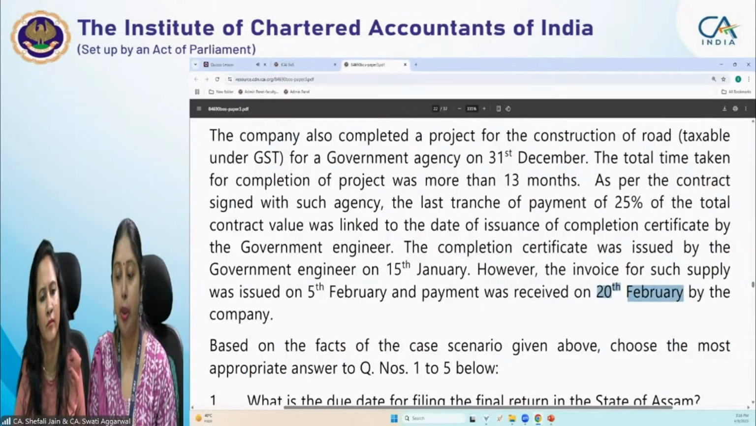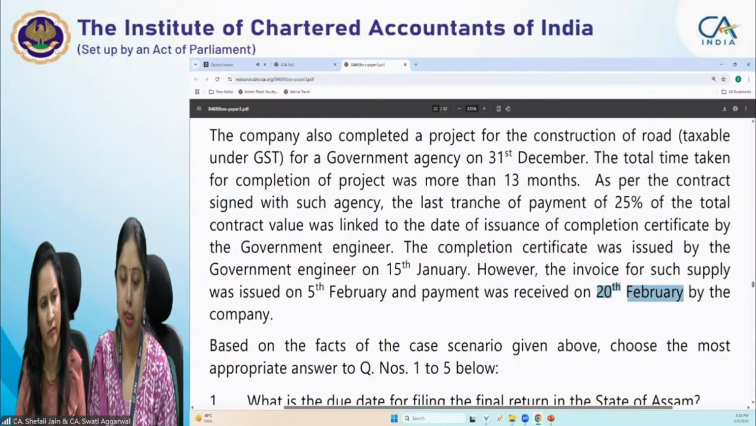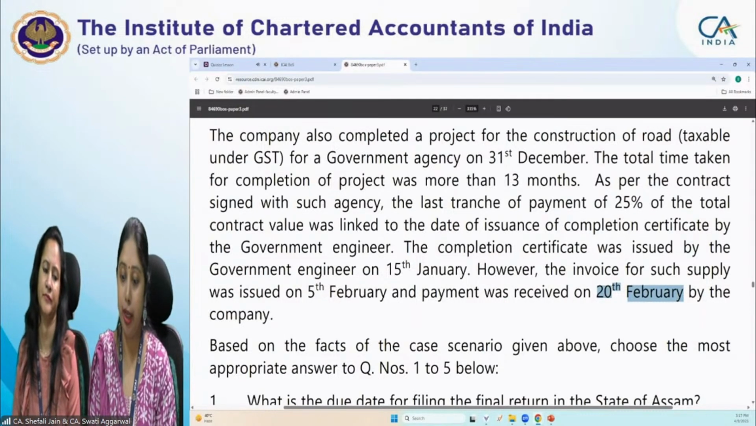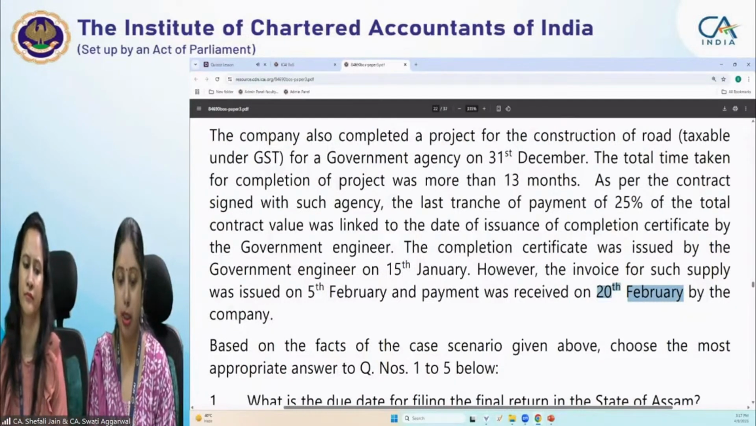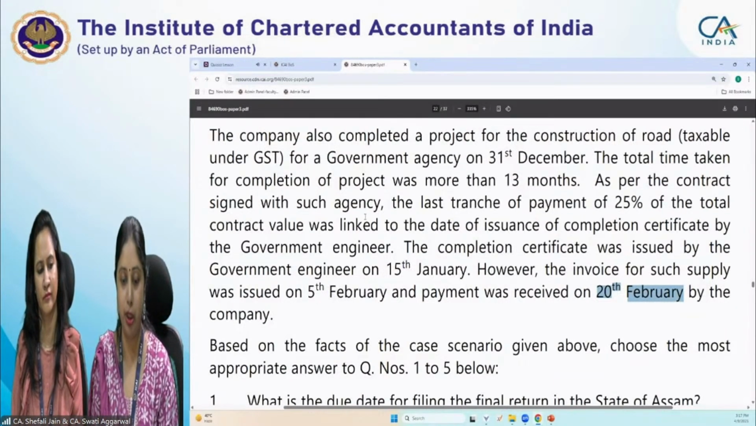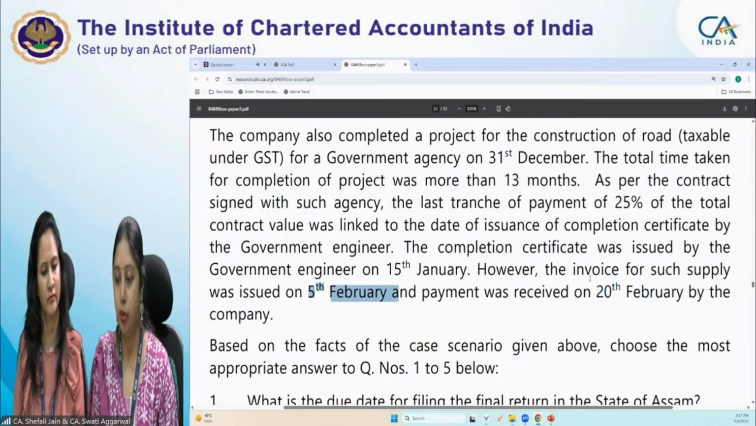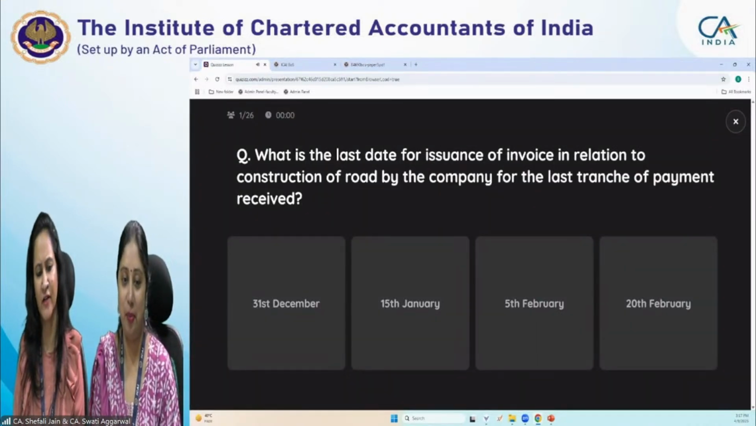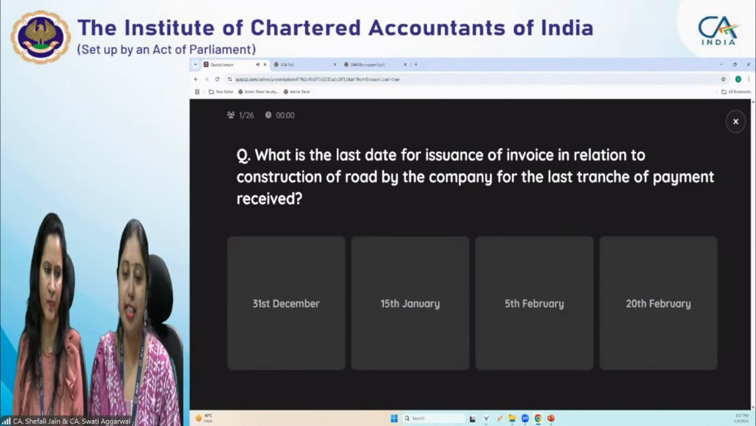ये जो last tranche of payment थी 25% पूरे contract value की, वो उसने pay किया. कब पे किया? जब उसको इंजीनियर से गो ahead आ गया कि हाँ भाई आपका कंप्लीशन सर्टिफिकेट मिल गया है. यही हमारा वो इवेंट था जिसके लिए कॉन्ट्रैक्ट वैल्यू में बोला गया था कि 25% पैसे तभी मिलेंगे जब आपका इंजीनियर वो सर्टिफिकेट इशू कर देगा. अब इस कॉन्ट्रैक्ट के अंदर आपको इनवॉइस कब तक इशू कर देनी चाहिए थी? हमारी कंपनी ने 5 फरवरी को इशू किया, लेकिन इनवॉइस इशू हो जानी चाहिए थी कब तक? We have 4 options: 31st December, 15 Jan, 5th Feb और 20th Feb. एटलीस्ट आप कुछ ऑप्शन सेलेक्ट कर सकते हैं.